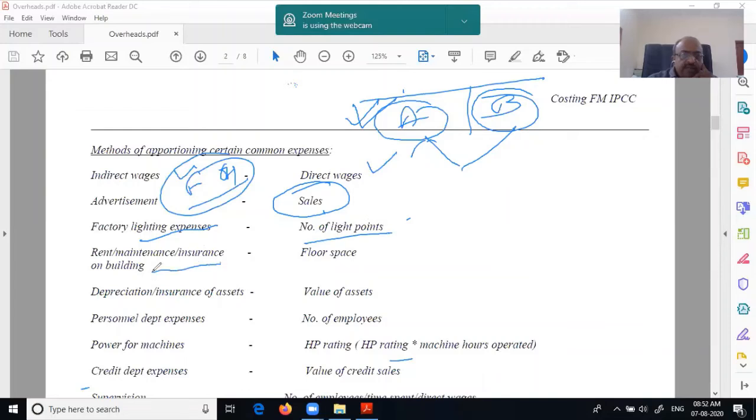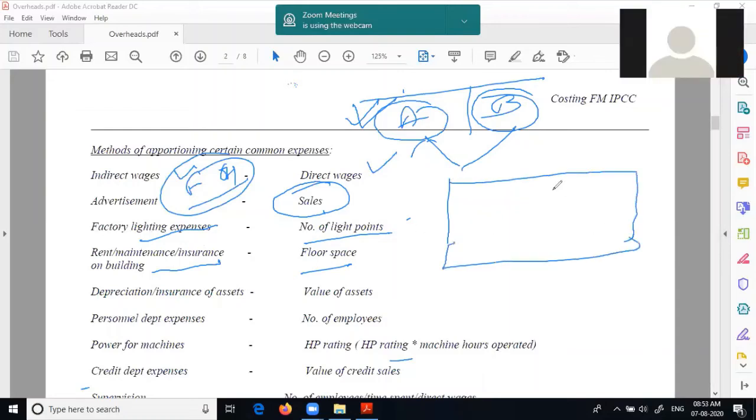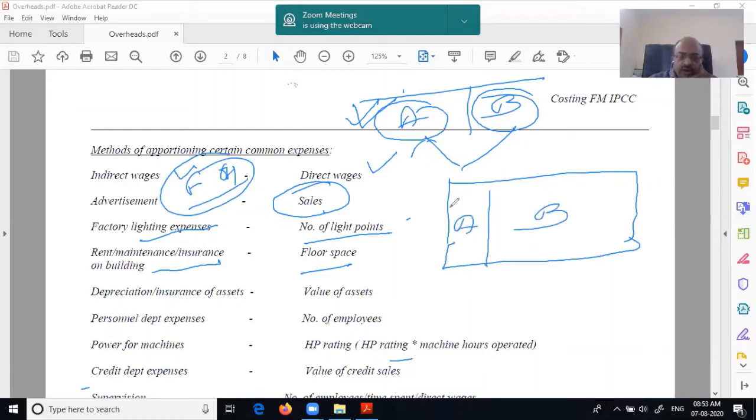Rent, maintenance, insurance on floor space of the factory. Suppose this is the factory space. This one is A, this one is B. Therefore, according to the floor space, you have to divide these costs to the different departments. Depreciation, value of assets, how much assets have been done. So maybe this is small area, but the assets are huge value. Then accordingly, you have to divide it.